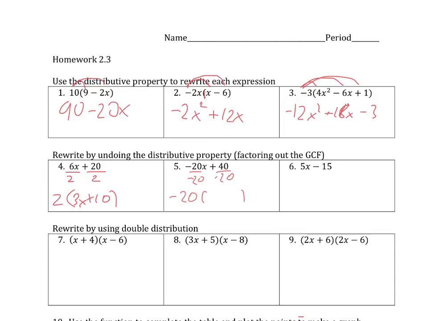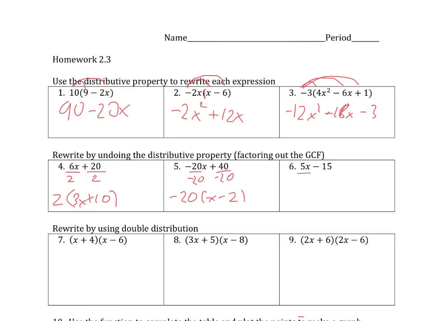Negative 20 divided by negative 20 is 1, so I'm just going to put an x. And then 40 divided by negative 20 is negative 2. You can just sort of check back through your work. Negative 20 times 1 would be negative 20, and negative 20 times negative 2 would be positive 40. So, and now number 6, actually easier than that.